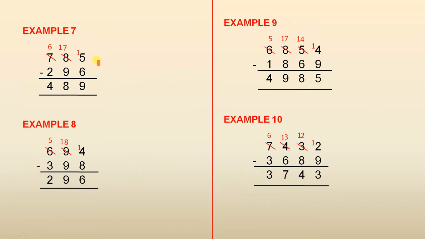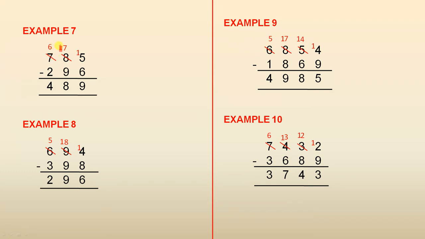785 minus 296. 5 take away 6 we can't do, so we give up one of the 10s. We've got 7 of them left. That gives us 15 ones. 15 take away 6 is 9. 7 take away 9 we can't do, so we give up one of the hundreds. So we've got 6 left.